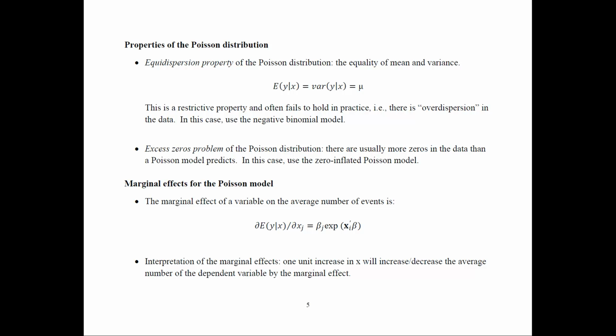So for the Poisson model, one thing that we can calculate is the marginal effects of the variable on the average number of events, and this is by taking the derivative of the expected value of y with respect to xj, and that would be the coefficient beta j times the exponent of x prime i beta. And the interpretation of those marginal effects would be that one unit increase in x would increase or decrease the average number of the dependent variable by the marginal effect.